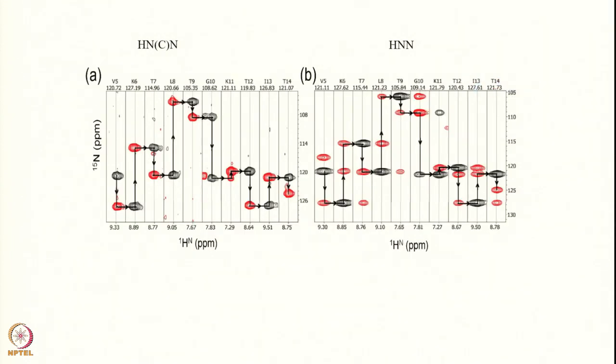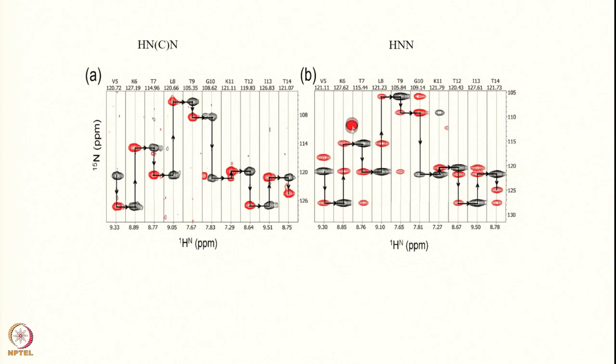So this shows an experimental illustration of this spectral application. Here a particular protein is probably FKBP or ubiquitin, I do not remember, but you can see here the sequential correlations, how they are appearing, the positive and negative combinations. See, this is 5, shown on the top, and the sequence is given here, 5 6 7 8 9 10 11 12 13 14, for the same sequence through the HNN spectrum, how you are walking, and how you are doing it here for the HNCN.